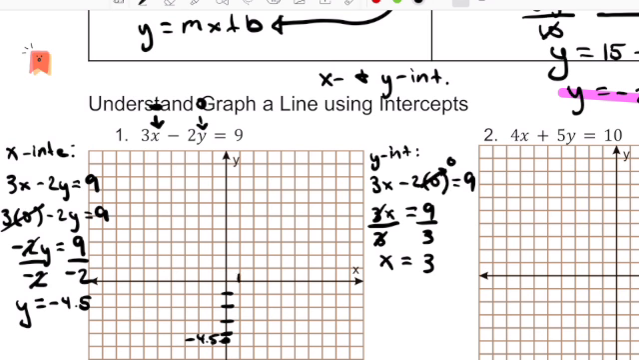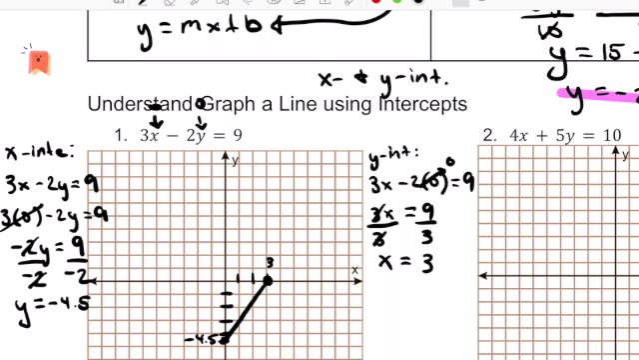And we'll need to find that on our x-axis and show 3. And now with these 2 points, we can graph the line. And that's how we show the graph of the line 3x minus 2y equals 9 through its x-intercept and y-intercept.